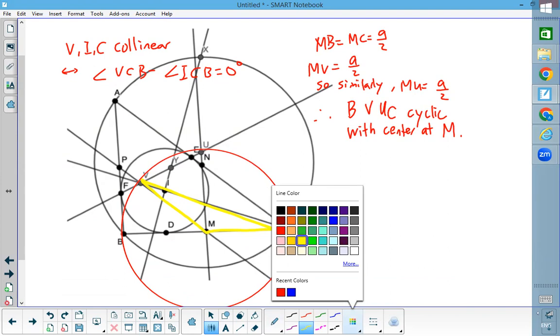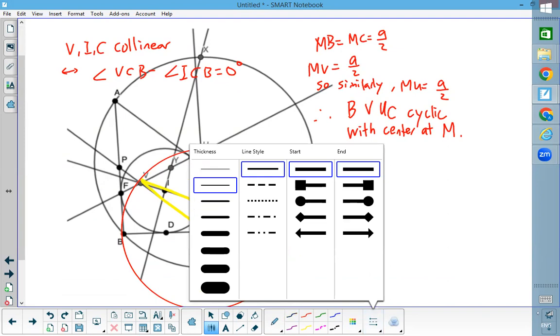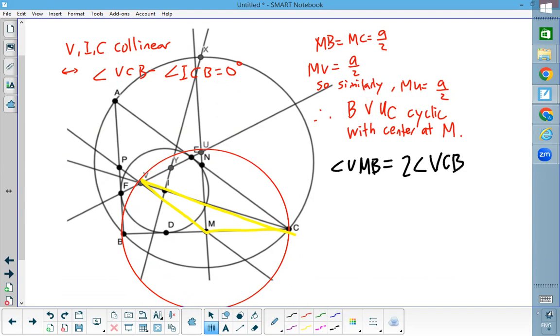So therefore, we can say that the angle VMB is equal to 2 times the angle VCB, right? Because the exterior angle is the sum of the two remote interior angles. But because we have an isosceles triangle, angle VMB is twice the angle VCB, right?